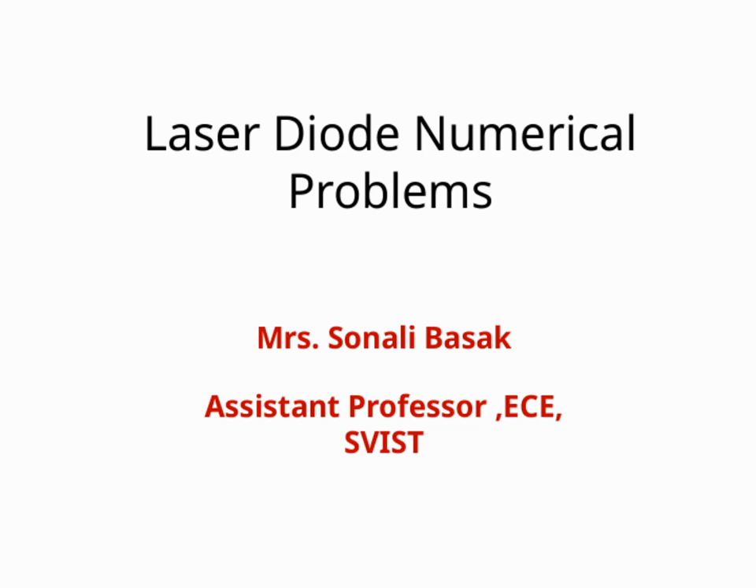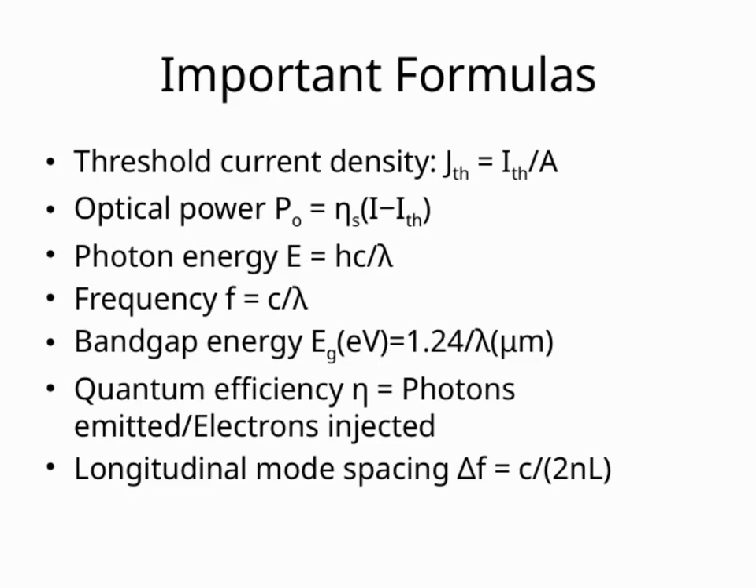Let's get started. Let's take a look at some key formulas that help us understand laser operation. Threshold current density tells us the minimum current per area needed to start lasing. Optical power depends on how much current exceeds that threshold, multiplied by efficiency. Photon energy and frequency relate directly to the wavelength of the light. Bandgap energy connects to the material's properties. Quantum efficiency measures how well electrons convert into photons. Finally, longitudinal mode spacing shows the frequency intervals between resonant modes inside the laser cavity. These equations form the backbone of our analysis.